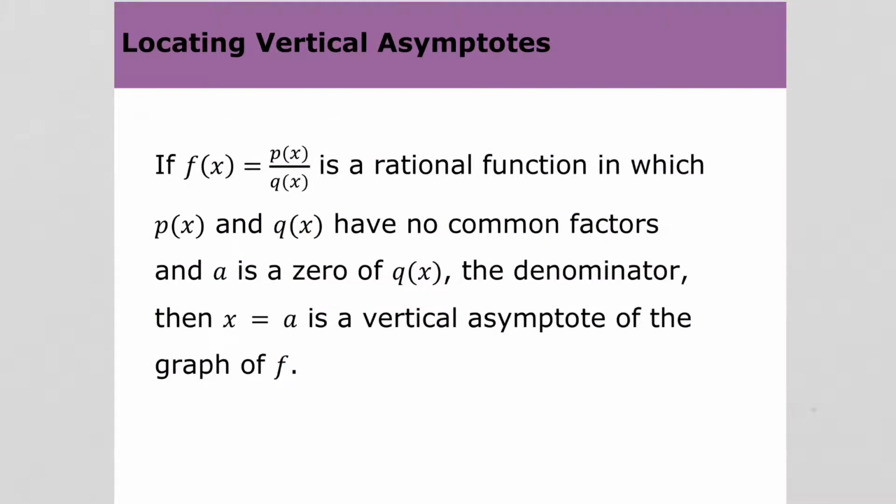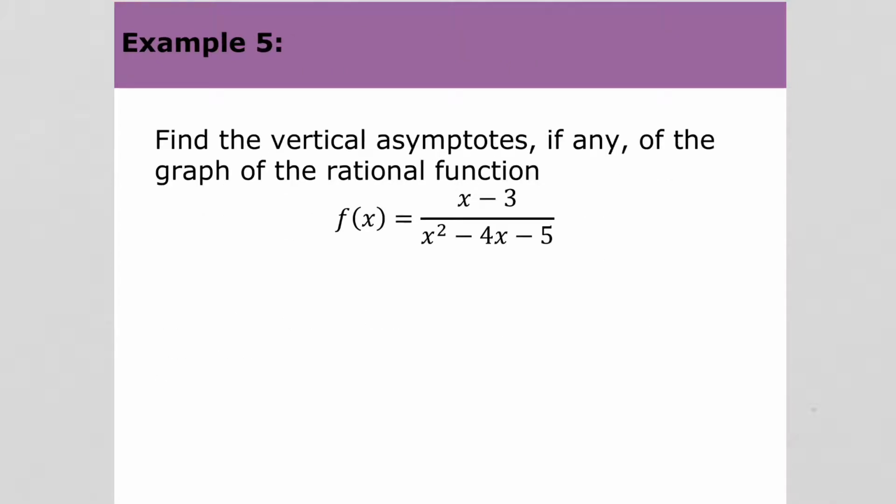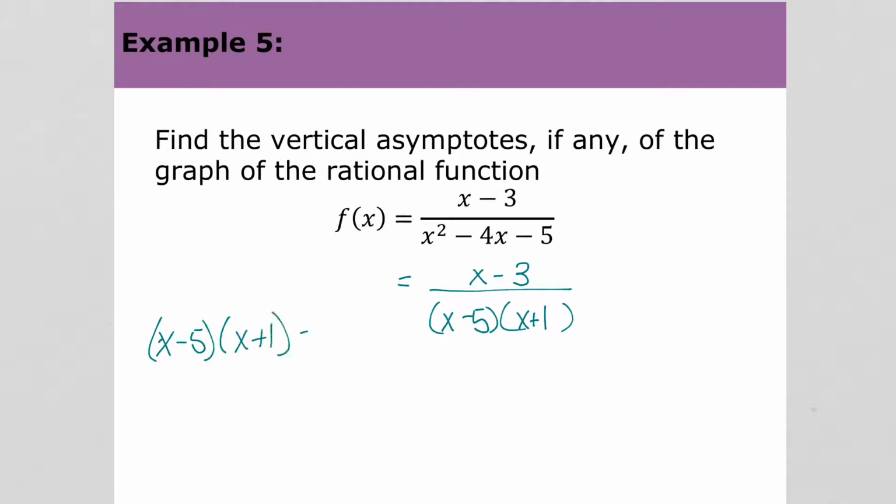Locating a vertical asymptote, basically like we just did when we found the domain. So here, to locate the vertical asymptote, we're going to start with simplifying. So if we can factor that bottom, we will. And we can, because negative 5 and 1 will multiply to give you negative 5 and add to give you negative 4. So if we set the bottom equal to 0, which means we'll set both of those equal to 0.